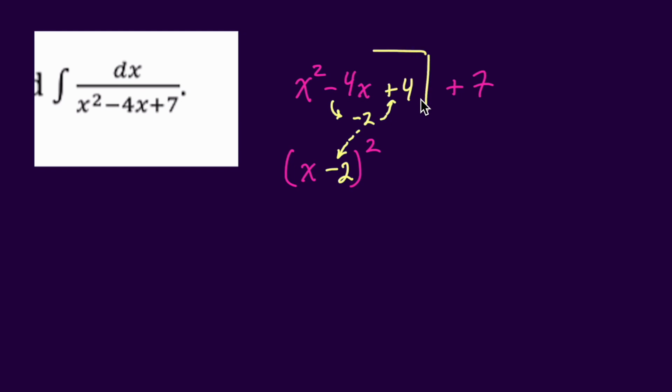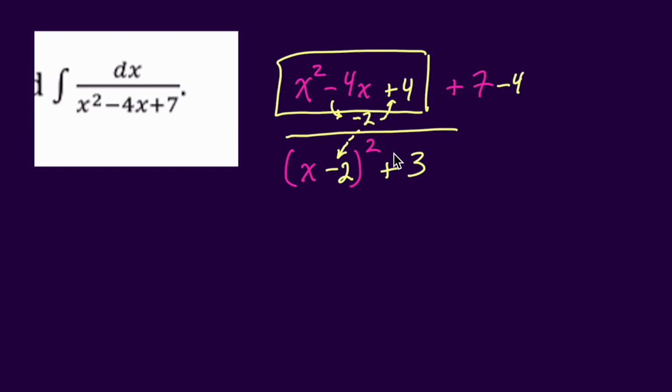And when we do that, this is separated from the +7. And we have to go ahead and compensate for that +4 by doing a -4 here. So folks, that yields x minus 2 squared plus 3. So with that in our denominator, we're thinking about inverse tangent. Don't forget, with inverse tangent, you have plus here, so you can swap these. So here, we're going to have 3 plus x minus 2 squared if we reverse the order.